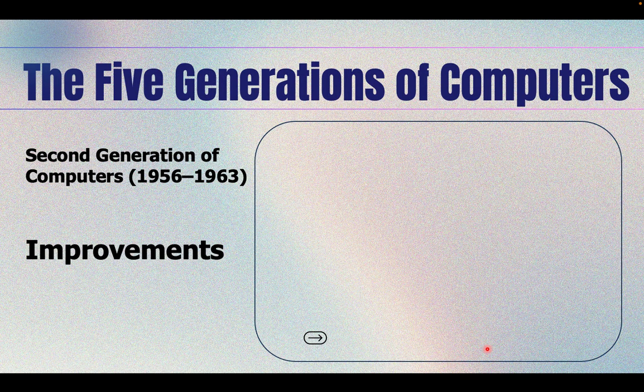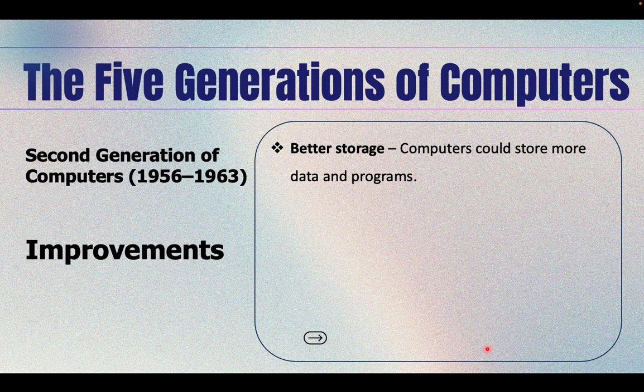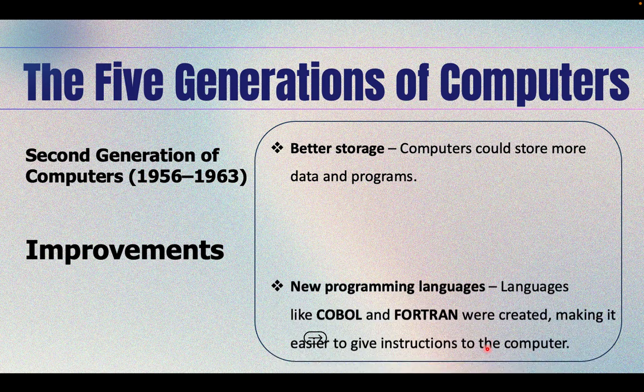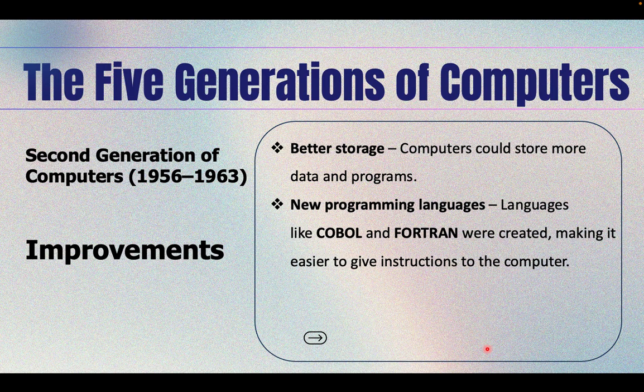Now, what significant improvements can we record apart from the change in technology? We also have a better storage system. Computers could store more data and programs. And what actually transformed the whole generation is that in the second generation there was an introduction of new programming languages, that is COBOL and Fortran.